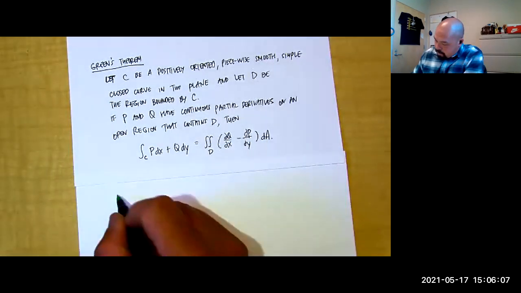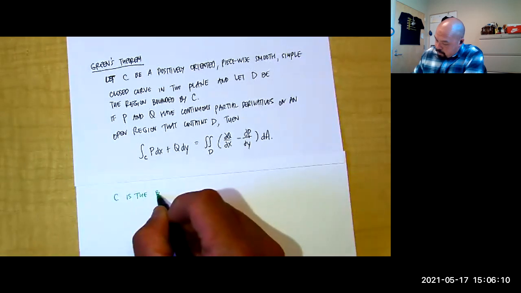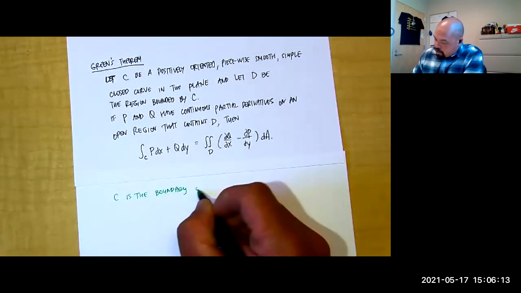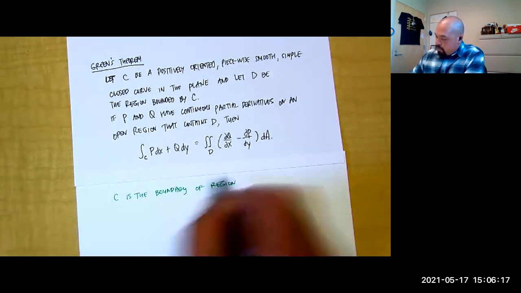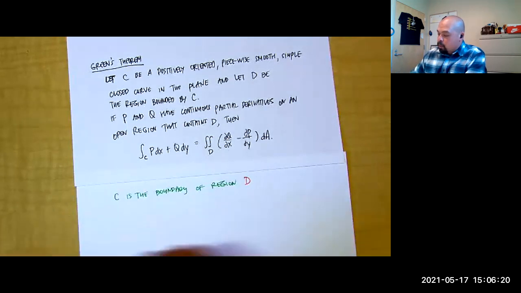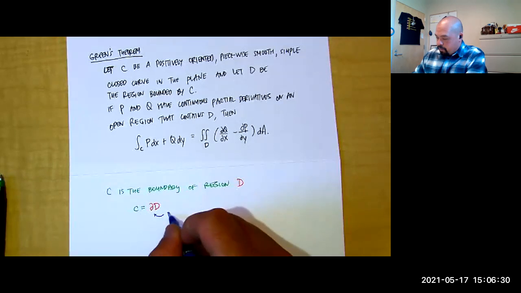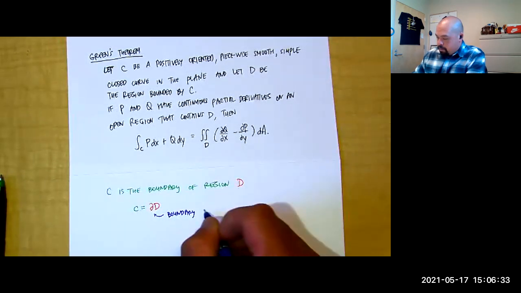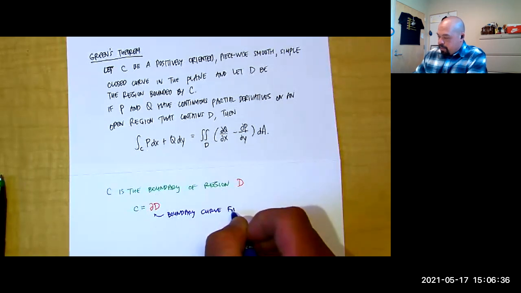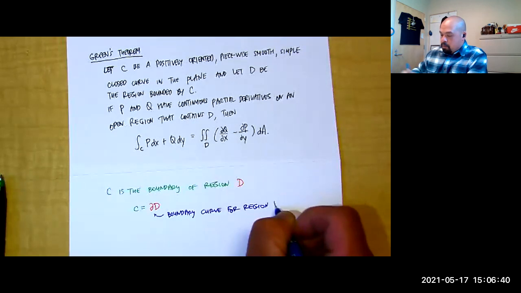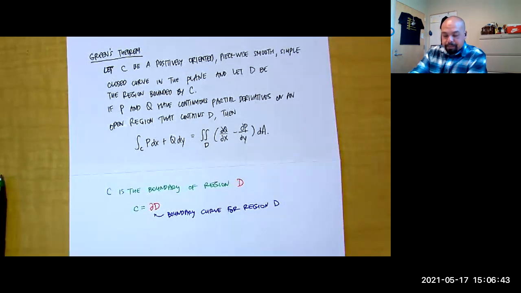All right, since C is the boundary of that region, of that closed space D, sometimes we can rewrite C as this, which looks like a partial of D. And this is just, again, the boundary curve for that region D. So you might start to see that in our notation, in our problem.